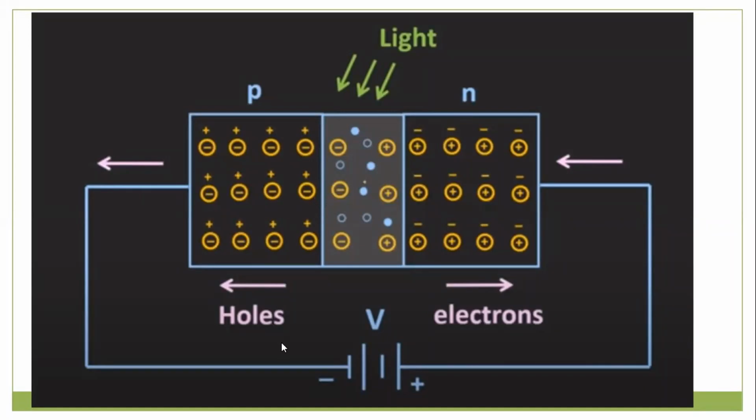How do they move? Here we are using an external potential. What is this external potential going to provide? The positive terminal of the power supply attracts the free electrons, whichever are there. Whereas the negative terminal of the power supply attracts the holes. This movement will create the current to flow. That is the way the photodiode works.